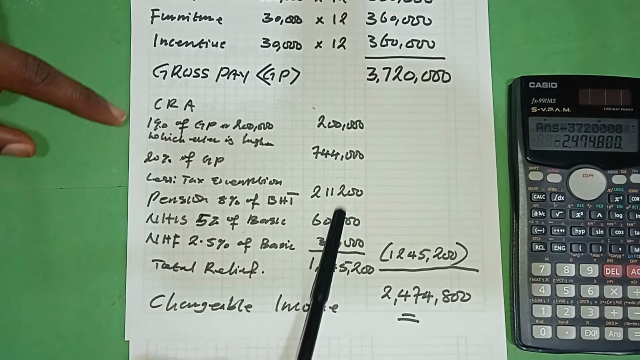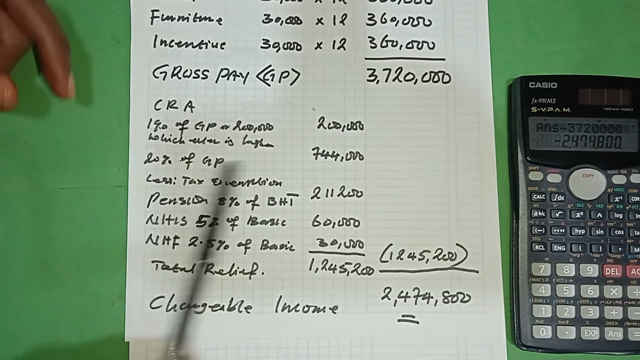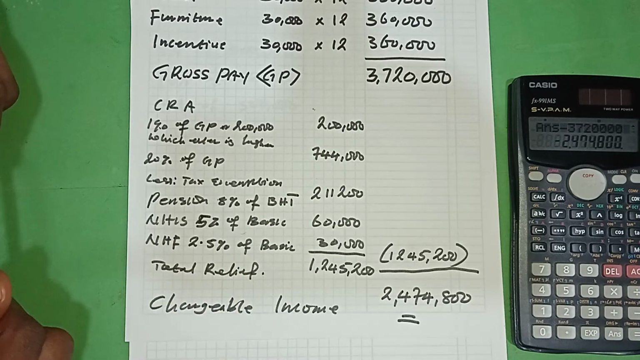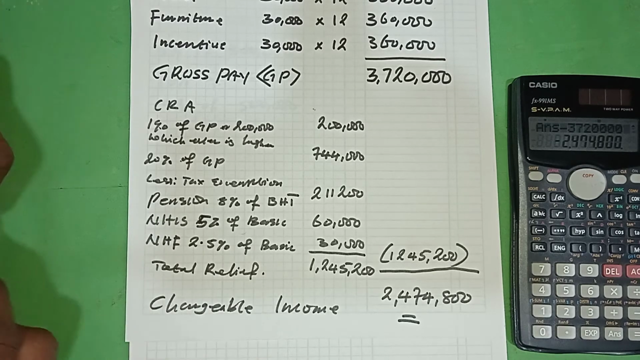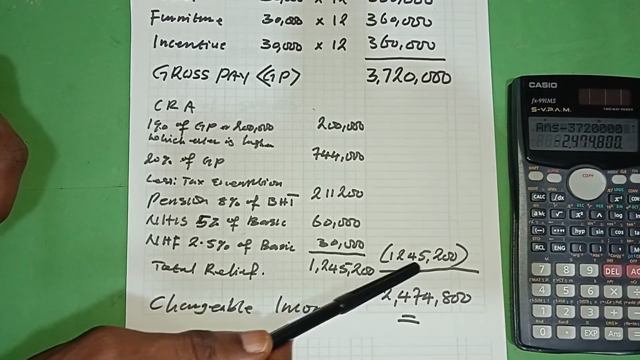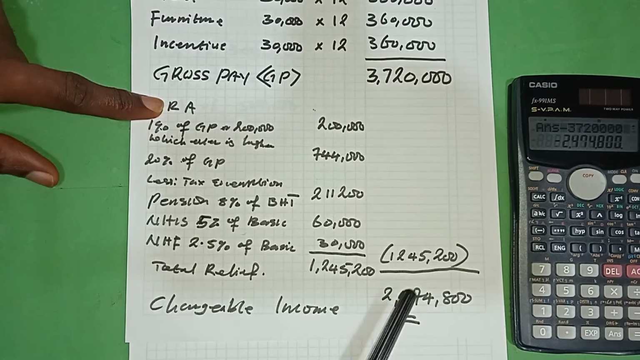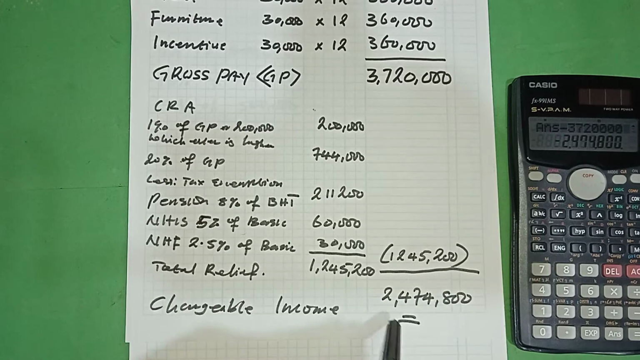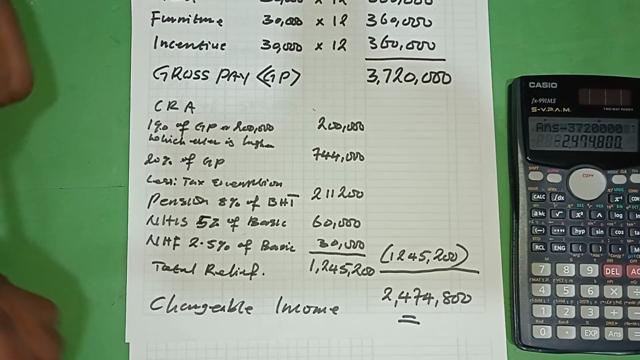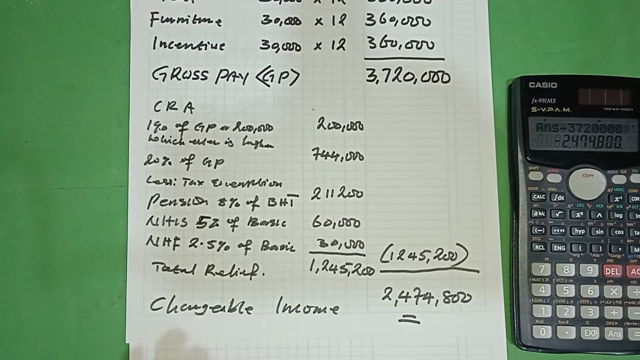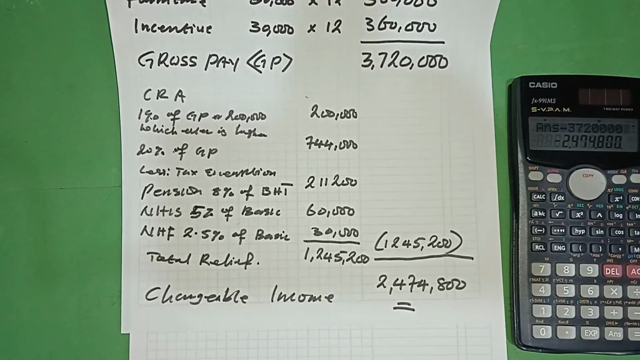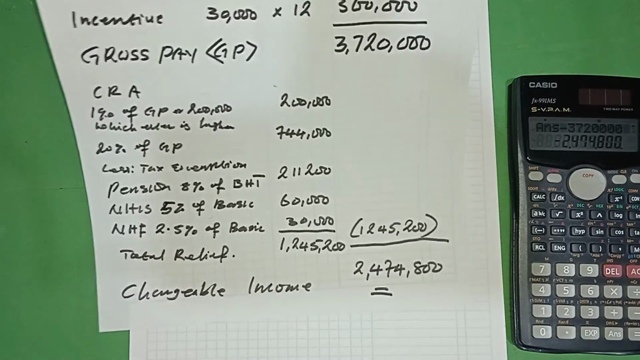These are the reliefs they've given to you: 200,000, 744,200, and 90,000, which are from your relief, tax exemption, pension, national housing, and national health. Then you minus the total relief from your gross pay. It will now give you your chargeable income. This chargeable income is what you now use, apply your tax rate, and know how much you're going to pay as PAYE every month. So let's continue.